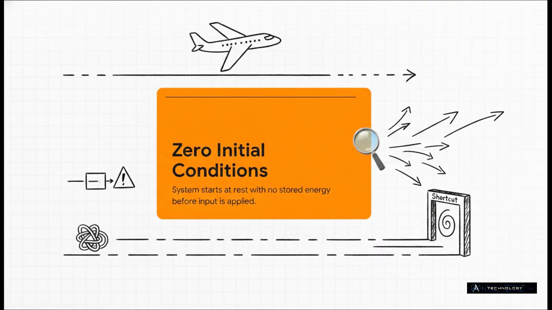So how do we escape? Well, we need a runway to take off into a simpler mathematical domain. And that runway is built on one absolutely crucial assumption: zero initial conditions. This simply means we're assuming our system starts completely at rest. Zero stored energy, no initial charge on a capacitor, no initial velocity on a moving mass before our input is actually applied. By setting these initial conditions to zero, we completely clear the path to use our ultimate mathematical shortcut.